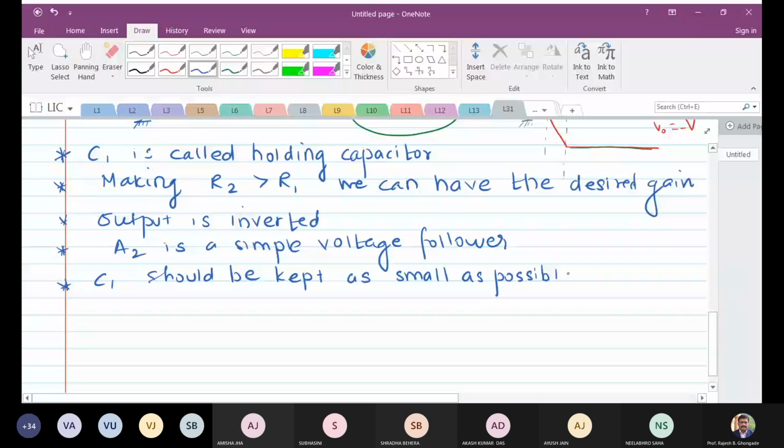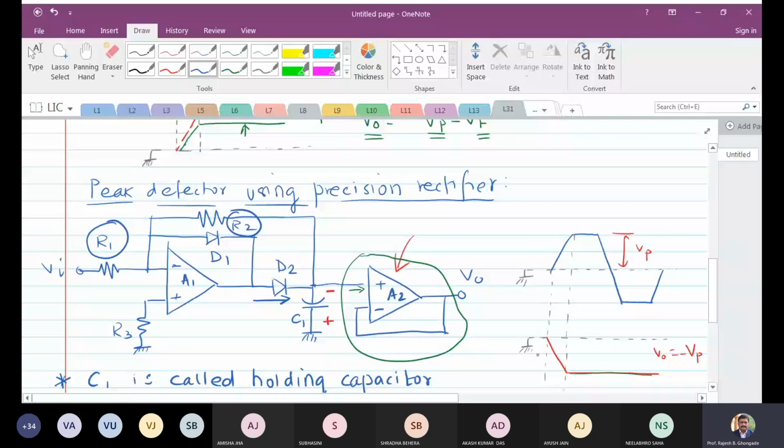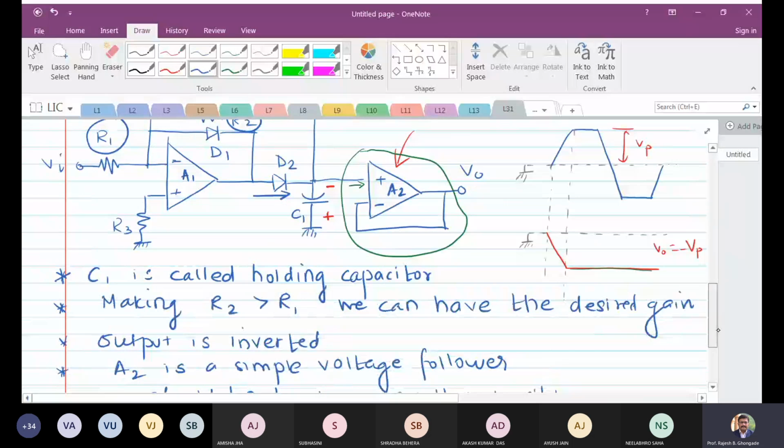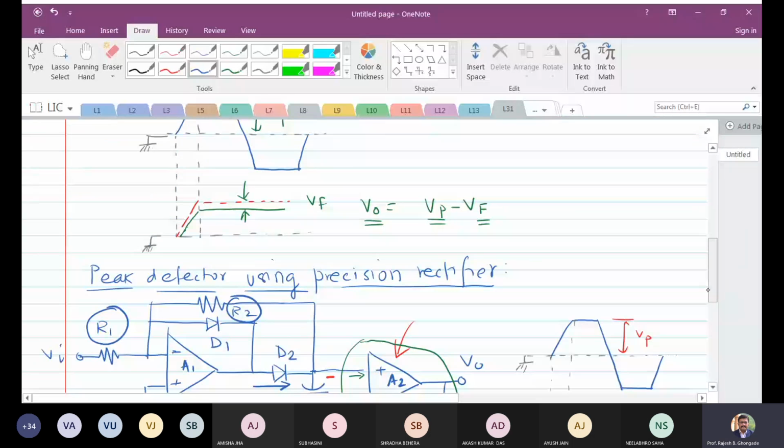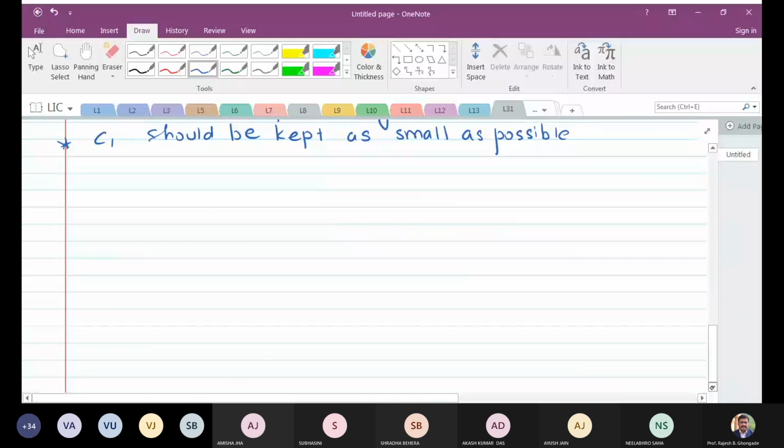Why? Somebody would argue, if I want to keep the peak value like this, C1 should be very large. But this is not supposed to be a rectifier. Why should C1 be small? Can anyone tell me that? It's common sense.